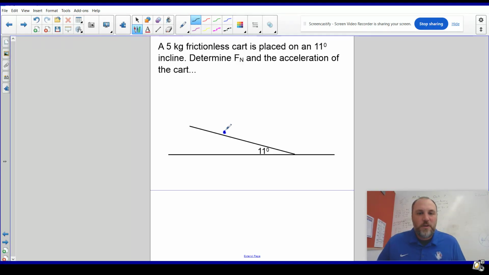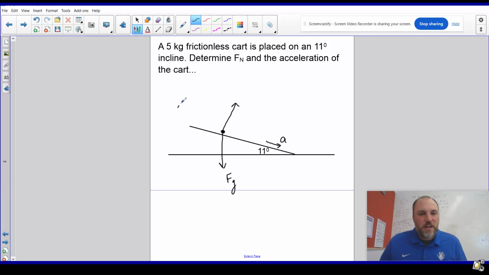So I know that there are only two forces here. There is the normal force, and I'm not doing a great job making it perpendicular to the ramp there. So let me try that again. So we have the normal force that is perpendicular to the surface, and then we have the weight of the object straight down, Fg. And again, I know the acceleration is down the hill like that.